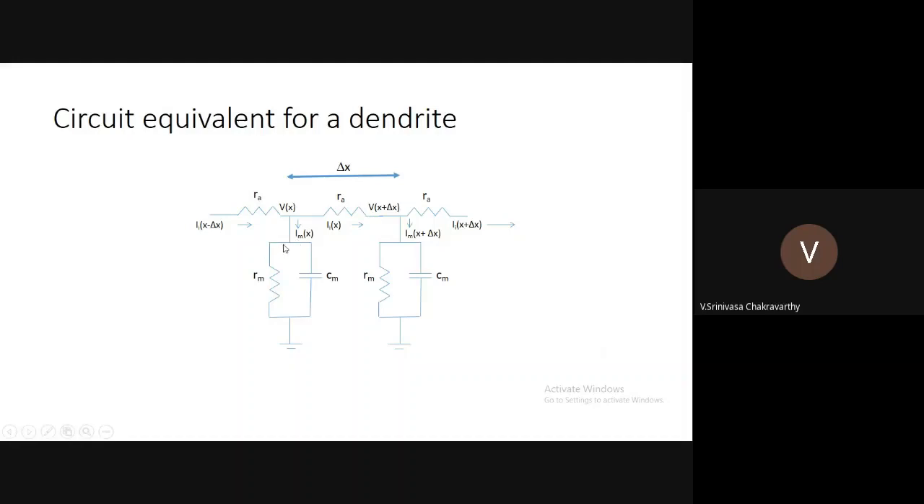So at a single point, I just have Rm and Cm. But now consider two points which are apart by a distance of about delta x. Then you have to take two such circuits and connect them using a resistor, which is the axial resistance. Now you would be wondering what happened to the battery.